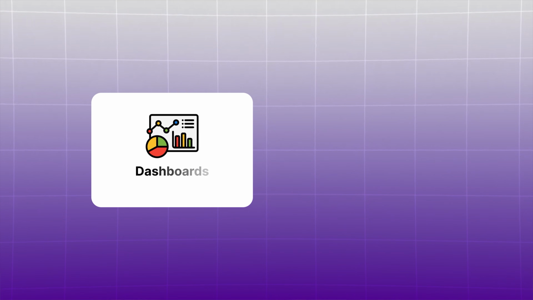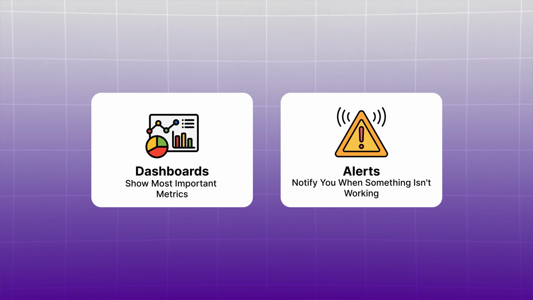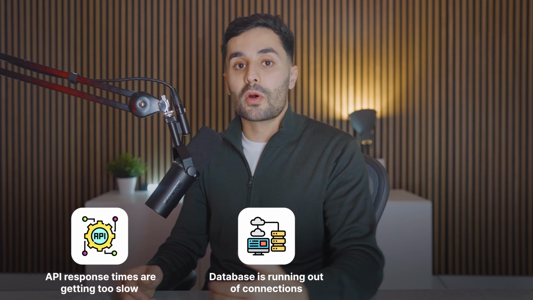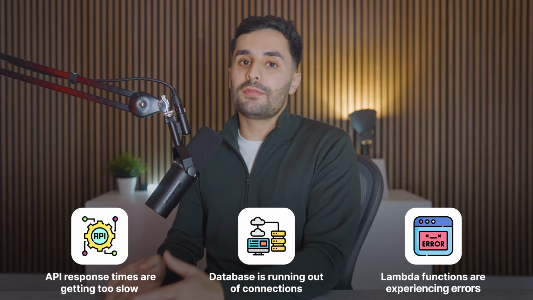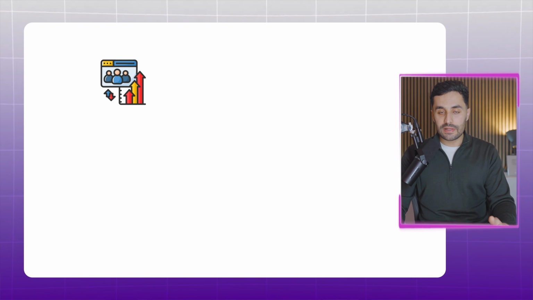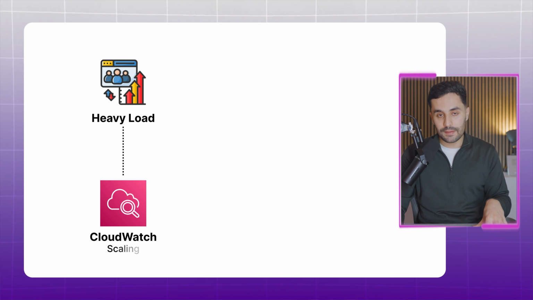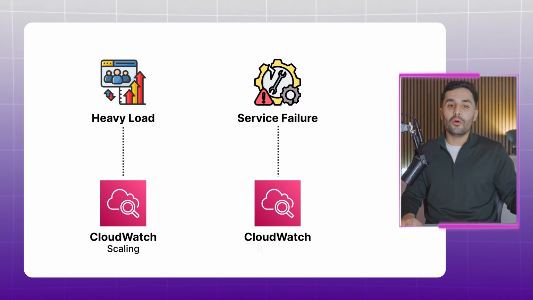You can create dashboards that show your most important metrics and set up alerts that notify you when something isn't working as expected. For instance, you might want to know when your API response times are getting too slow, or when your database is running out of connections, or when your Lambda functions are experiencing errors. CloudWatch can also trigger automated responses to these conditions. If your application is experiencing heavy load, CloudWatch can automatically initiate scaling. If a service is failing, it can trigger automated recovery processes. This automation is crucial for maintaining reliable applications at scale.